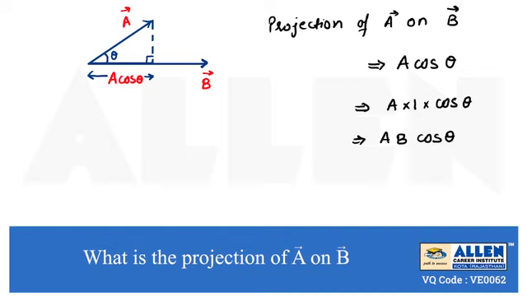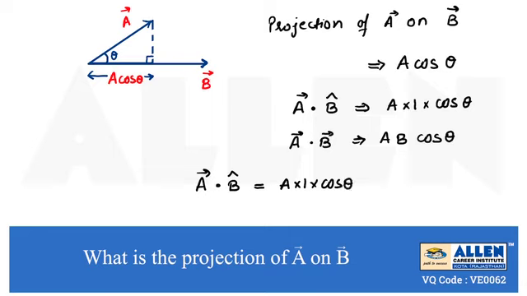Therefore we can write it as A dot B. So for our question we can write it as A dot B cap, because in our section B is equal to 1. Therefore we are getting A vector dot B cap is equal to A into 1 into cos theta, or we can say A cos theta, which is the projection of A vector on B vector.